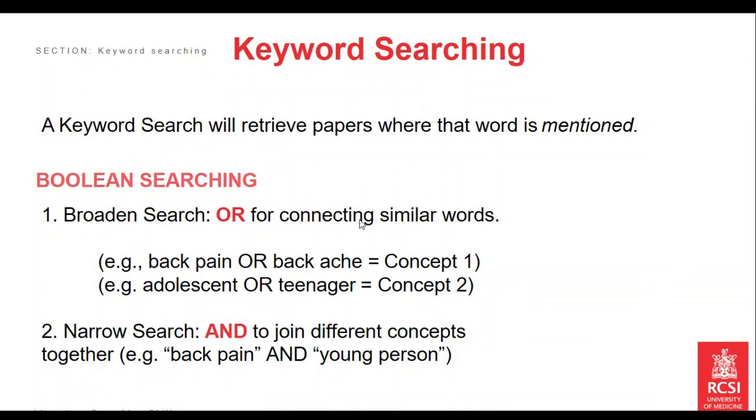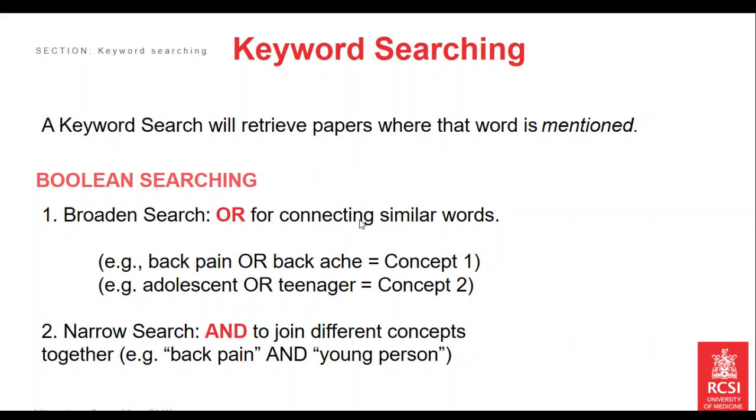And the same goes if you're looking at a different concept. If you're looking for adolescent back pain, there are many different words for adolescent, like adolescent or teenager or youth. So you might map out the different words that you could use, to make sure you're not missing out on any research papers that your PI may want to see published for that research.